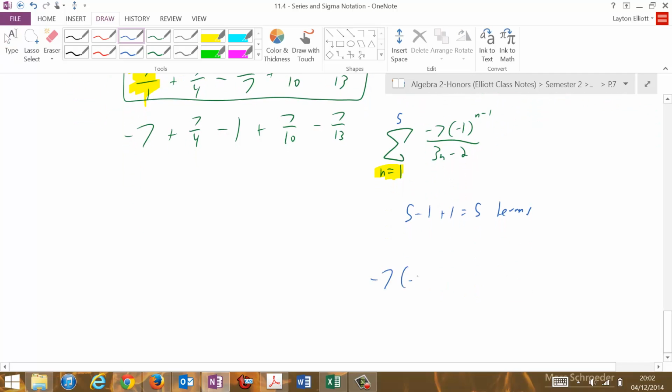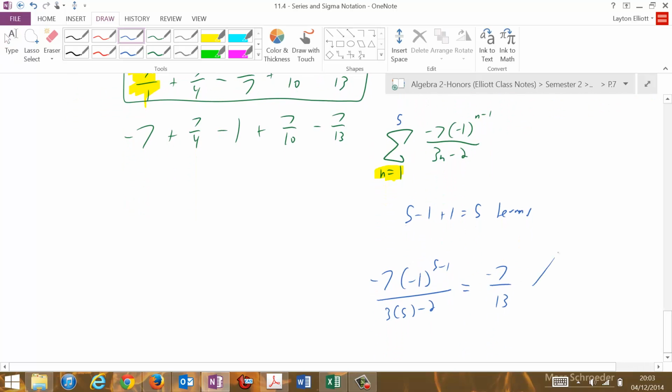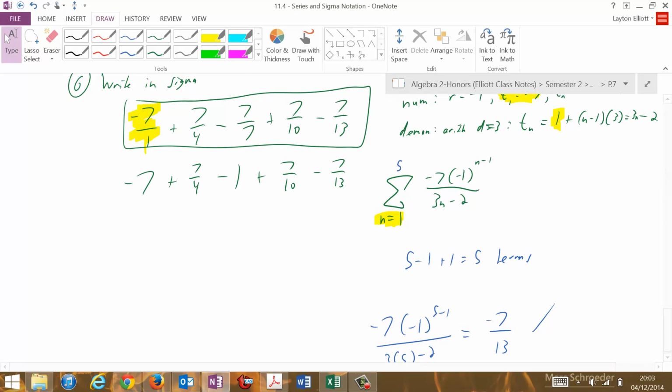Negative 7 times negative 1 to the 5 minus 1 over 3 times 5 minus 2 is equal to, that would be negative 7 over 13. And that is actually my 5th term. So that's a check. That's kind of a good check to do. Check the last term sometimes. And so this is a perfectly acceptable answer for that.